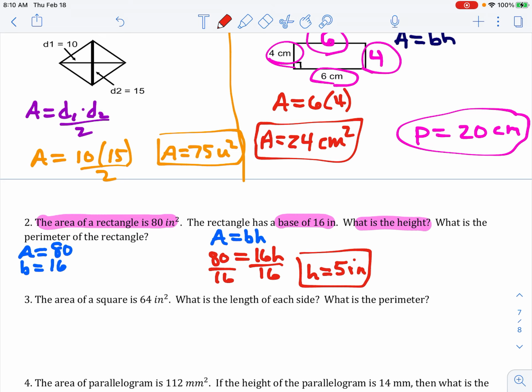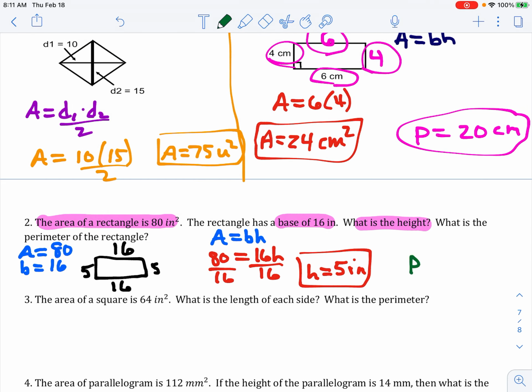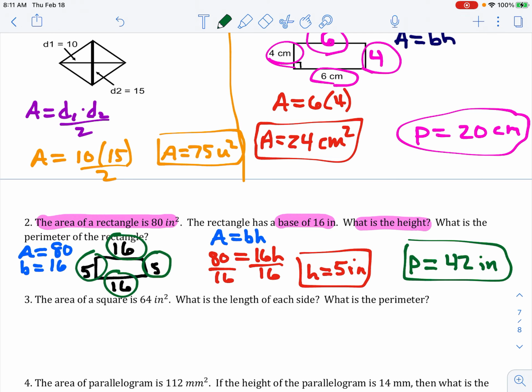Now, let's think about this. It wants us to find the perimeter next. Well, if I give myself a little picture now, if we know that the height is 5 and the base was 16, we can now copy the 16 here and the 5 here and go back and add up all sides. If I add up all sides, it tells me that the perimeter will give us 42 inches. Again, to get that green answer, we're adding up the 4 numbers.